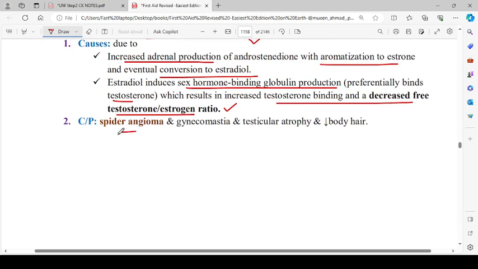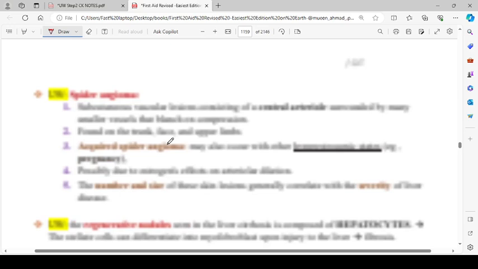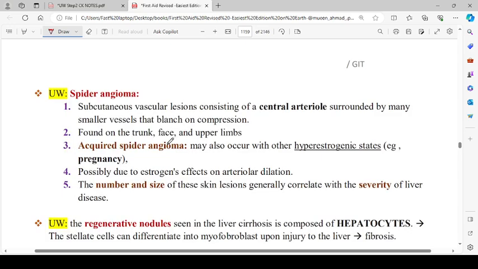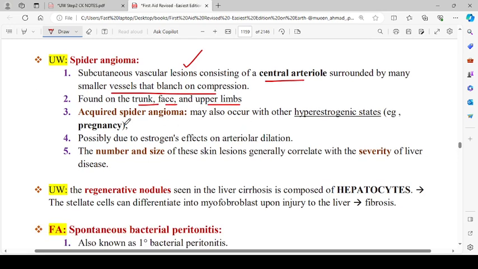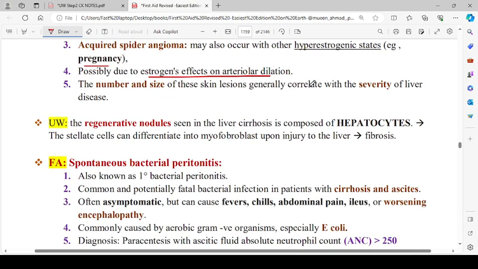The clinical presentation is spider angioma, gynecomastia, testicular atrophy, and decreased body hair. Then comes the spider angiomas. These are subcutaneous vascular lesions consisting of a central arteriole surrounded by many smaller vessels that blanch on compression, found on the trunk, face, and upper limbs. Acquired spider angioma may occur with other hyperestrogenic states, for example pregnancy, possibly due to estrogen's effect on arteriolar dilation. The number and size of these skin lesions generally correlate with the severity of the liver disease.